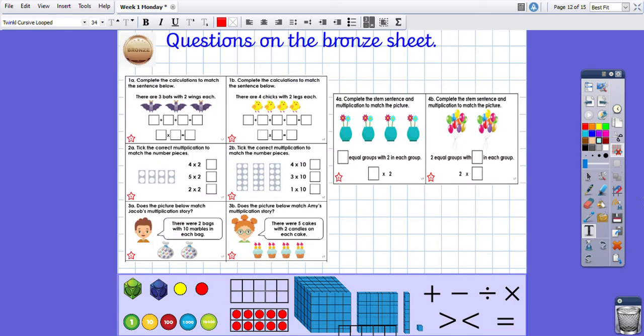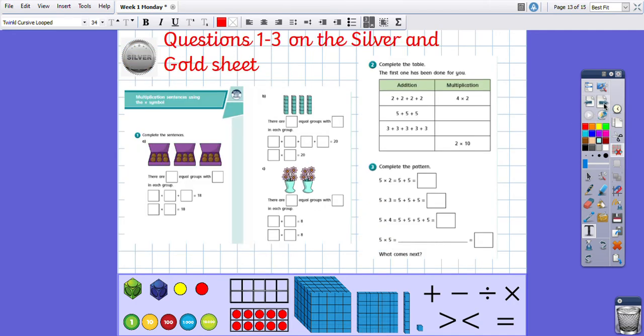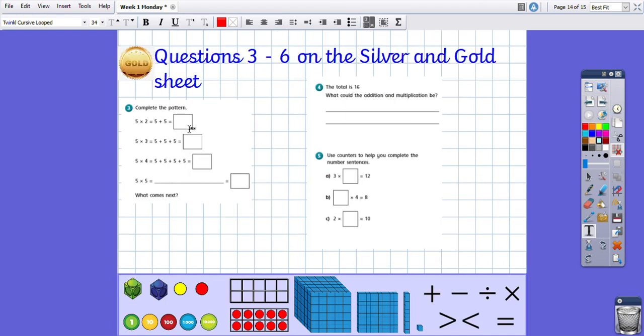Okay then, bronze today. You have got these questions. So you've got to do the repeated addition and the multiplication for here. You've got to tick the correct multiplication for the Numicon. And you've got to see whether the picture matches the story and complete the sentences for your final questions. Silver, you are doing questions 1, 2 and 3 on the silver and gold sheet. Gold, you are doing 3, 4 and 5, not 6, Miss French.